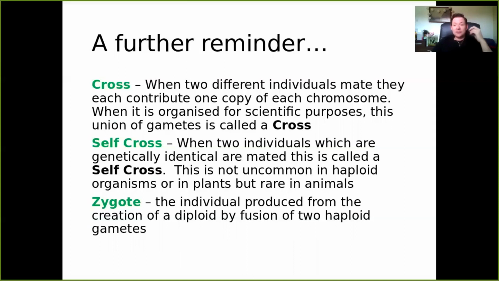Now, if you mate an organism with itself, this is known as a self-cross. It's not uncommon in haploid organisms or in plants, but it's rare in animals. A zygote is the individual produced from the diploid fusion of two haploid gametes. So when, for example, an egg and a sperm fuse, you get a zygote, which then divides and divides and divides to make the organism.